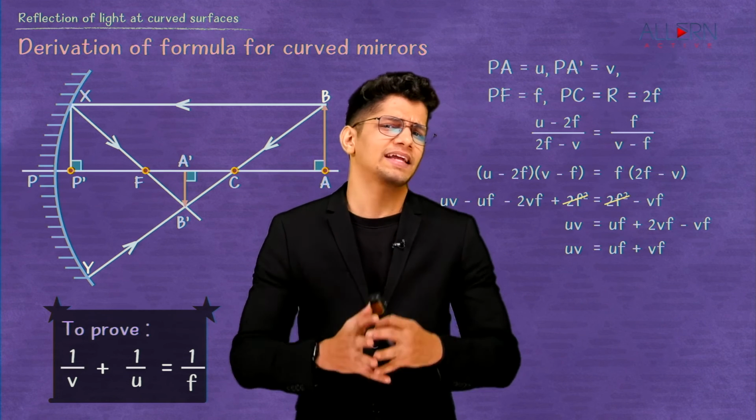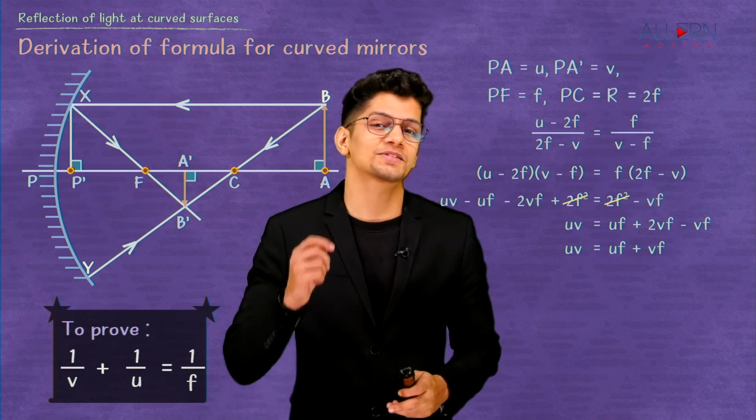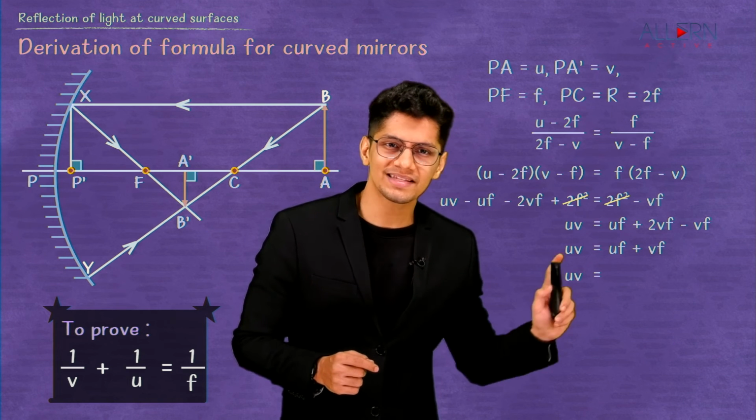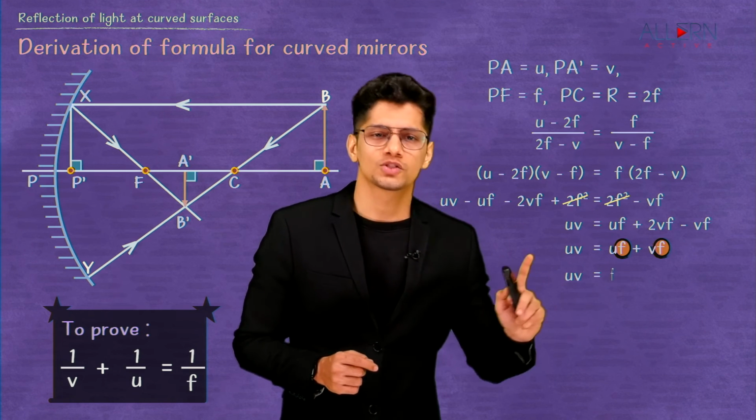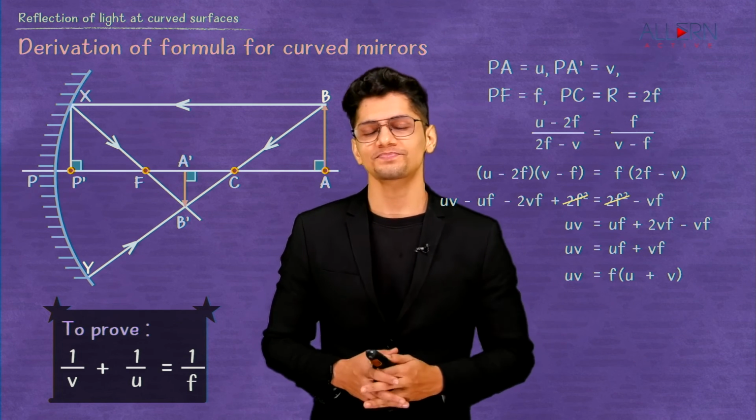Now observe the right hand side carefully. Can you see something common? Yes, I can. That is small f, right? So uv remains as it is, and here we have f common. So we write f as it is. Then what remains? u plus v.